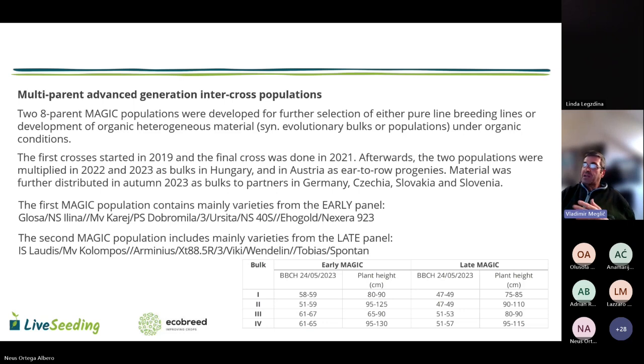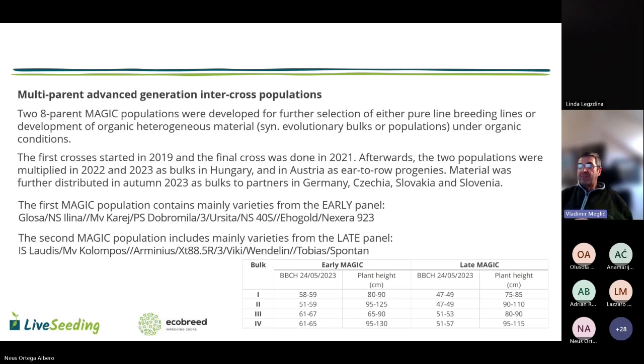So the first process started pretty much at the beginning of the project, and the final cross was done in 2021. And we have developed 2 populations that were multiplied then in 22 and 23 as bulks in Hungary and in Austria as ear-to-row progenies. And then that material was further distributed as bulks to partners in Germany, Czechia, Slovakia, and Slovenia. So we had 4 locations where we have tested that material.